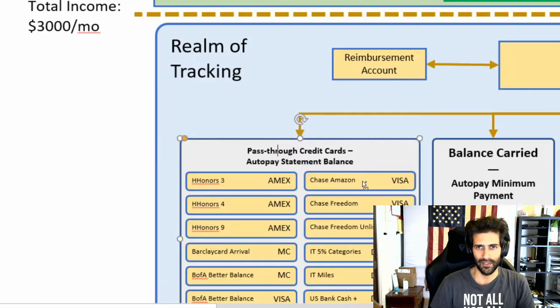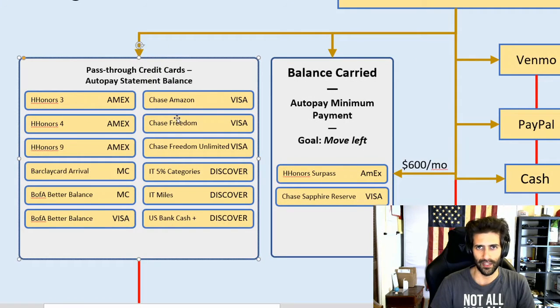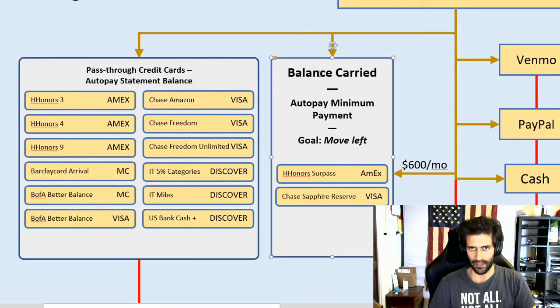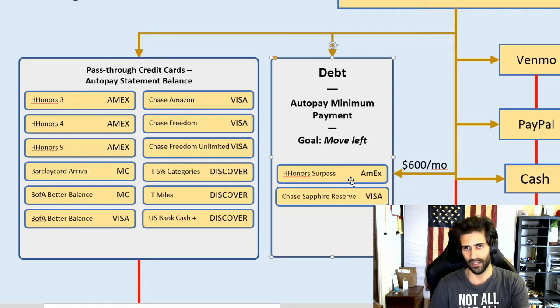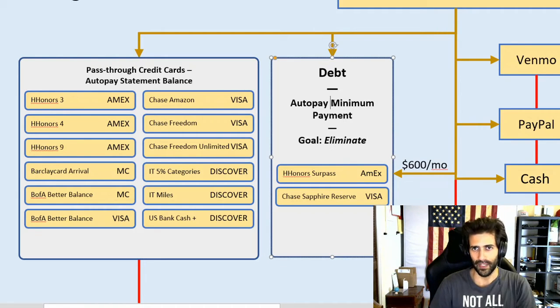One is a pass-through entity, and these are all the credit cards with the auto pay on statement balance. Then the other category is debt, where I am carrying a balance. In this category, you can put all your other debts, if you have any, like your student loans or car payments. You want to at least have the auto pay minimum payment on there, because you don't want to miss a payment. And the goal for these is to eliminate them. In my case, for credit cards, it's going to be to move them over here.